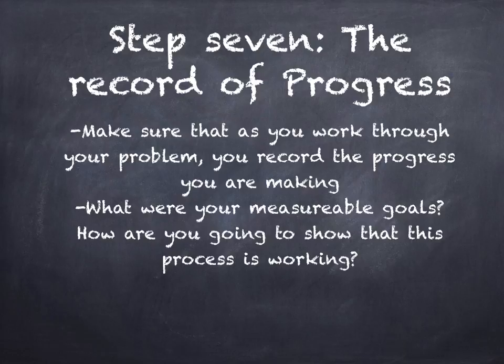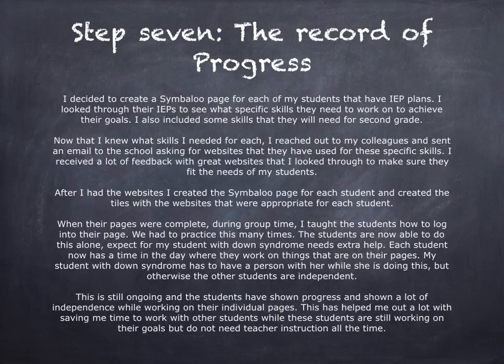Step 7 is the record of progress. This is where you work through and make sure that what you're doing is working. Are you measuring your goals? Is this something that you want to continue to do? In my record of progress, I was able to see that my students were, although it was taking some time to log in, they were making progress. And also they were making progress on their IEP goals as well.